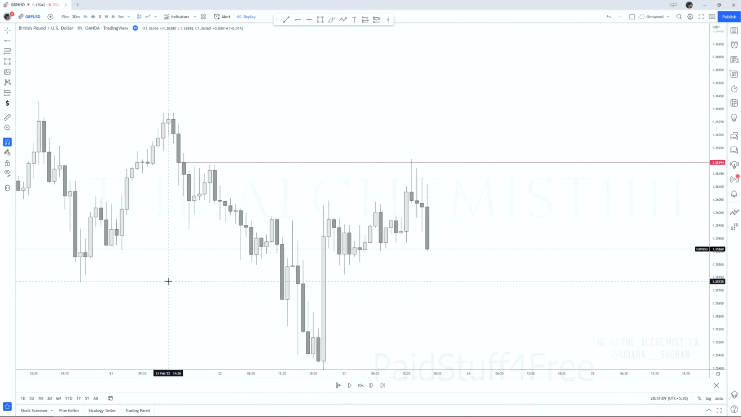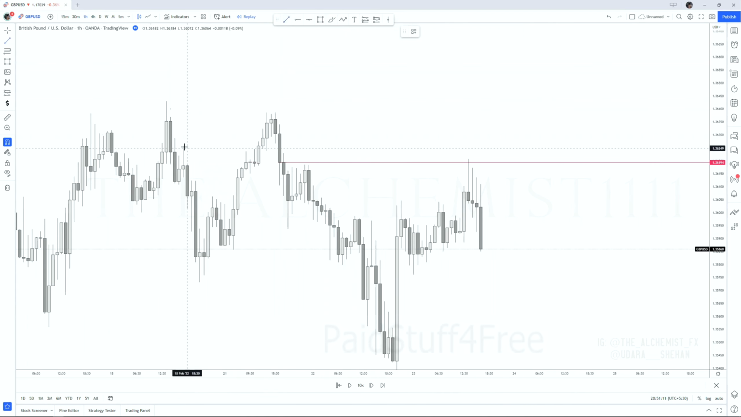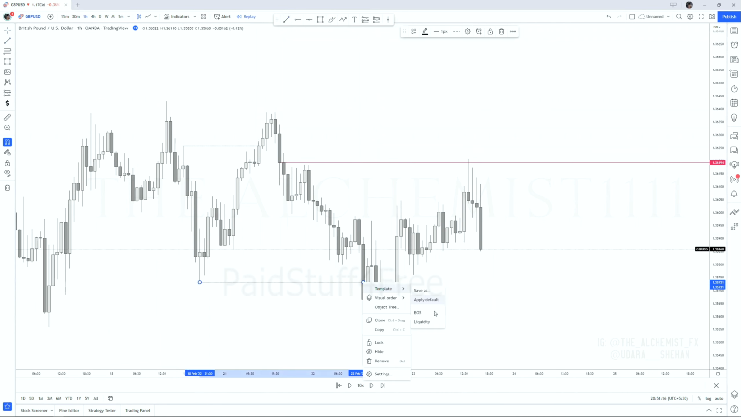A slight refinement. That's it. Okay, and also this is a strong high. Why is it a strong high? Liquidity grabbed, structure broken. Yeah, okay, so we have a strong high.